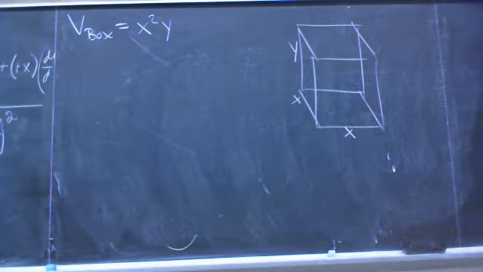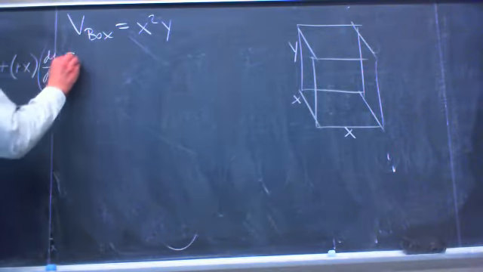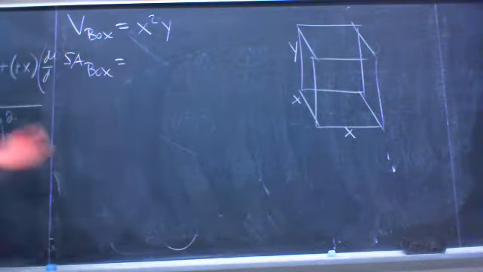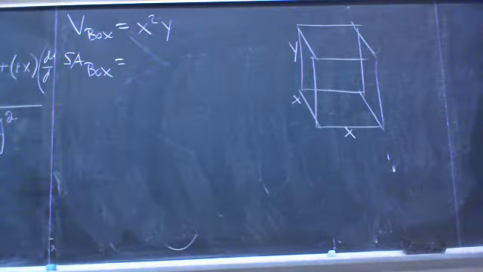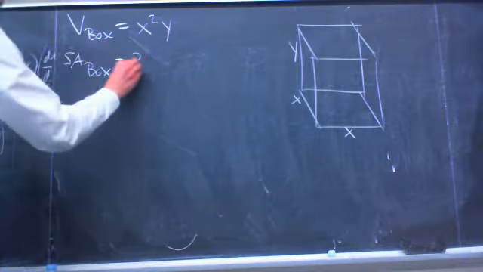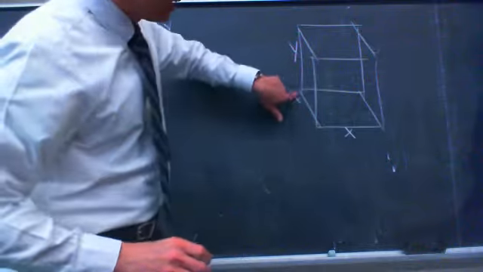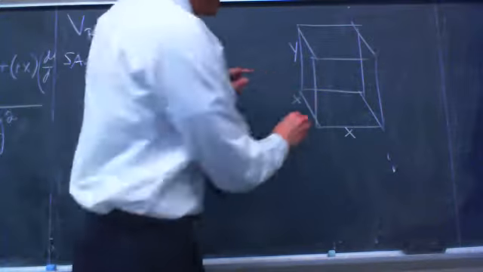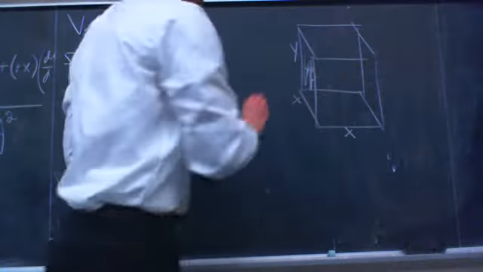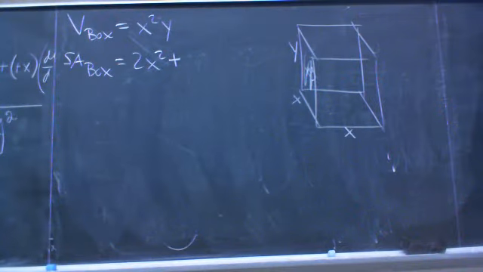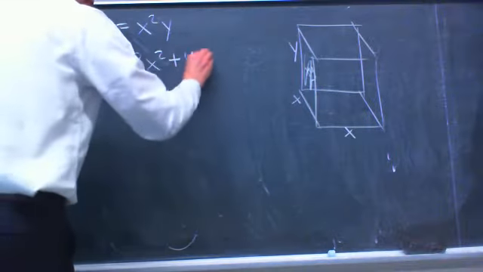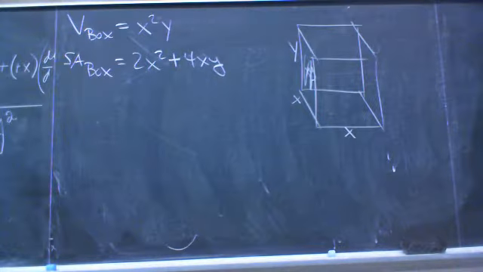Surface area of that box is the sum of all the areas. So the bottom area is x squared, but that's the same as the top. So that's going to be what? And then the faces along the side, each is x times y. Each of these has an area of xy. But there are how many of those? So that's 4xy. So there you have it. You have the surface area of the box, you have the volume of the box.